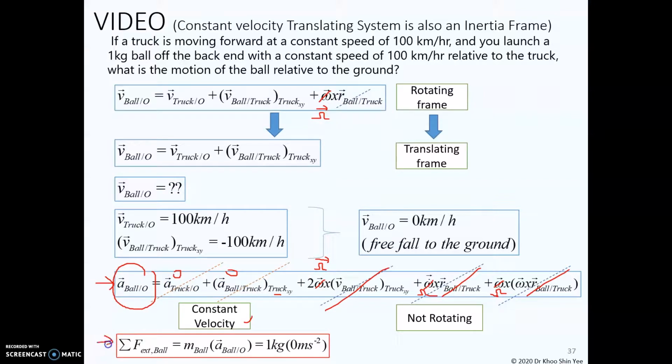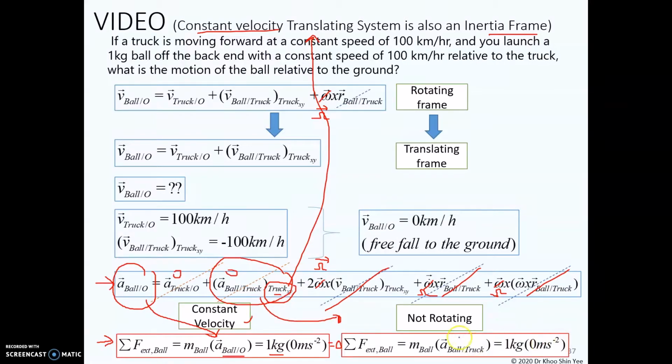If you want to calculate the summation of the force acting on the ball, you can use Newton's second law. Substitute the absolute acceleration of the ball into the equation and the mass to be 1 kg, then you obtain the summation of force equal to 0. In this case, the truck is a translating system with constant velocity. Therefore, this is an inertial frame as well. So you obtain the acceleration here to be the absolute acceleration. As an alternative, you can also use this as the absolute acceleration, and you should get the same answer here.